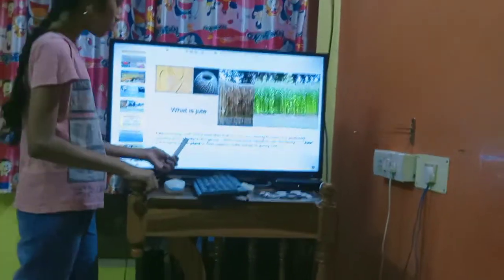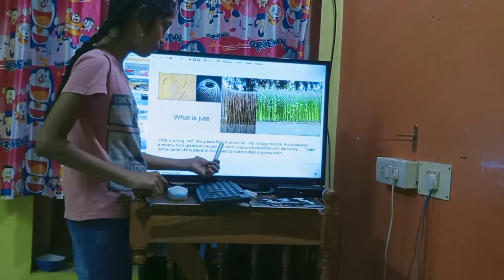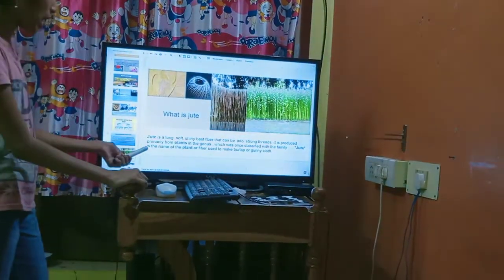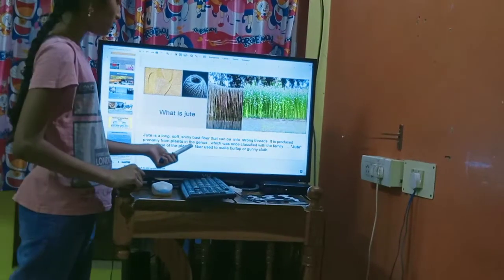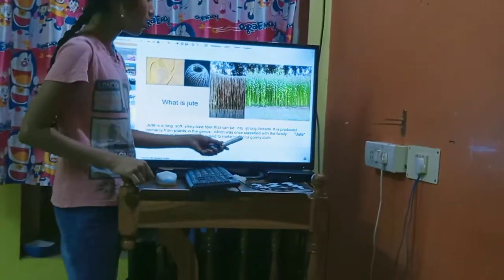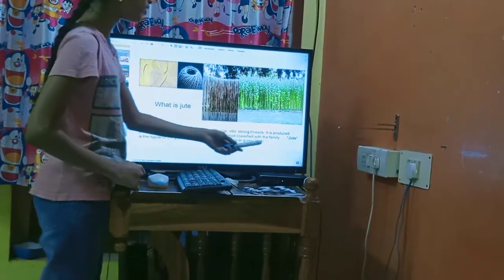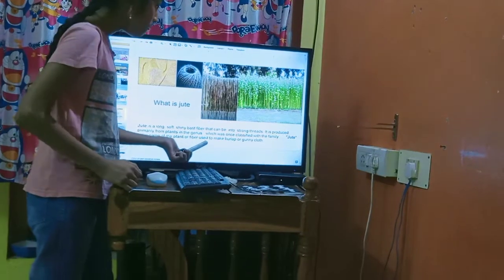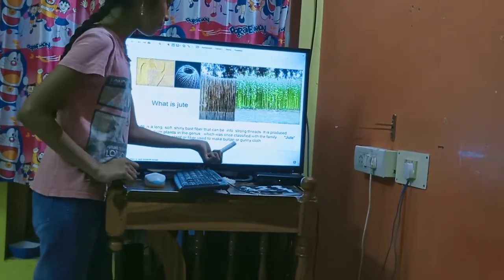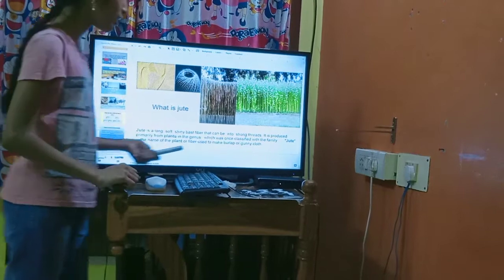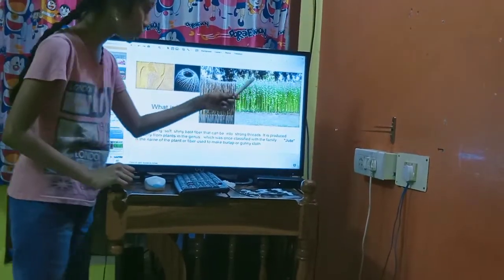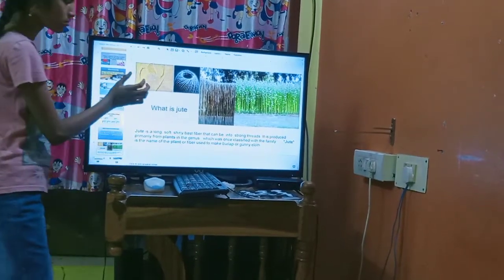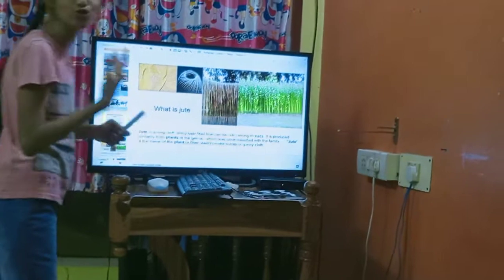Jute is a cloth, or gunny cloth. You can see here a jute plant. You can see here the jute thread and jute. It can also be used to make jute bags, etc.